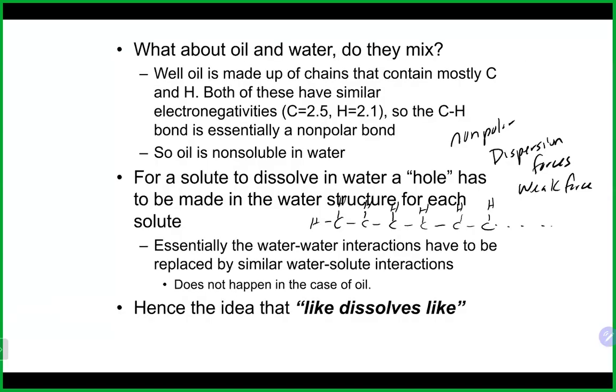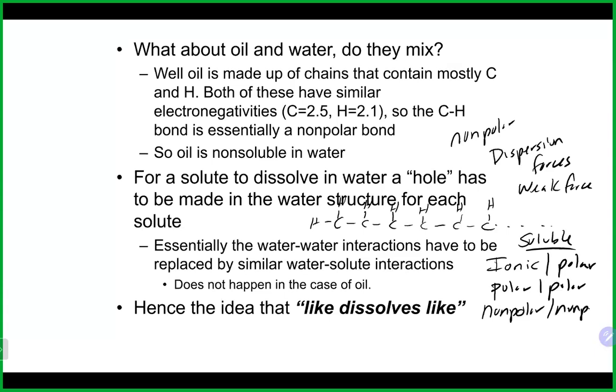And that brings up the idea of when we talk about solubility of "like dissolves like." What that means is essentially if you have anything that is ionic and polar, you're good to go. Those things are going to mix. If you have anything that is polar and polar, they're also good to go. They're going to mix and be soluble.